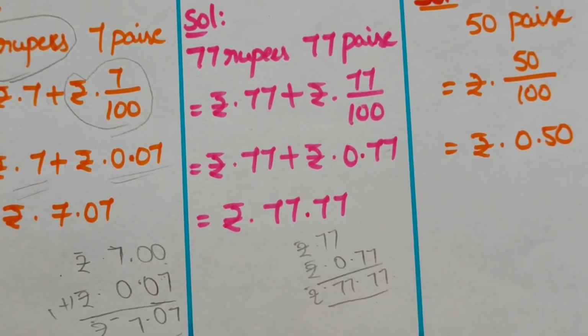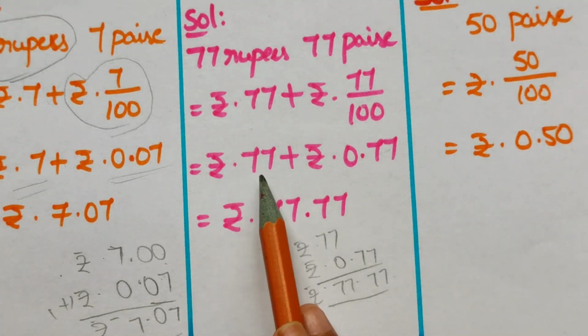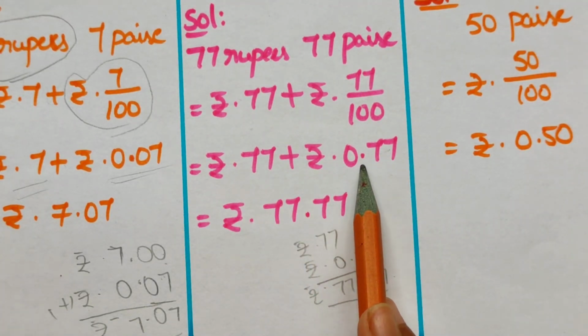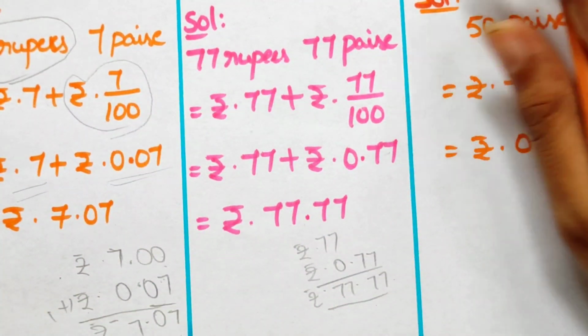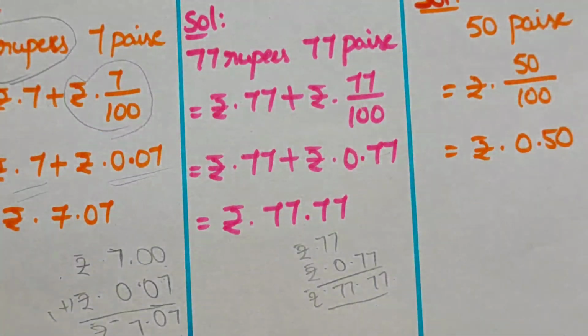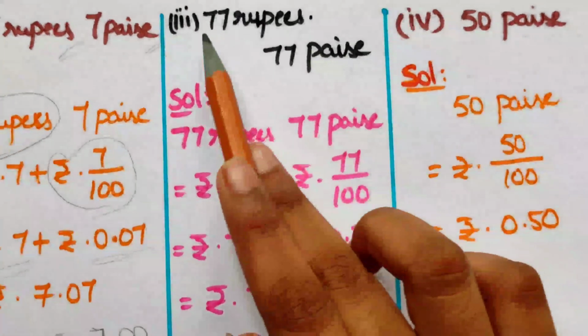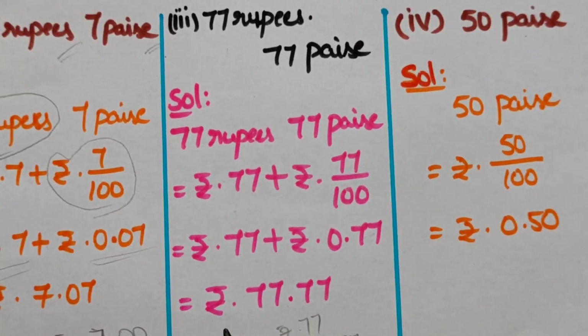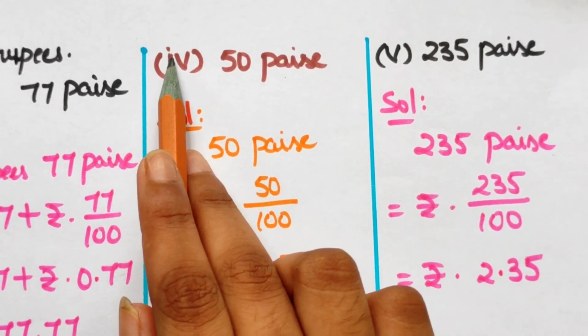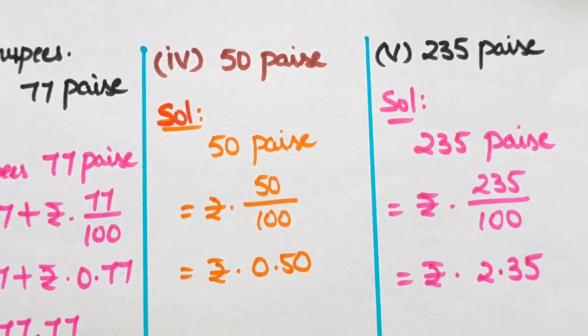Clear? Now here it is rupees 77 plus rupees 0.77 is equal to rupees 77.77. Therefore 77 rupees and 77 pies is equal to rupees 77.77. Okay friends, now let us see fourth bit, that is 50 pies.